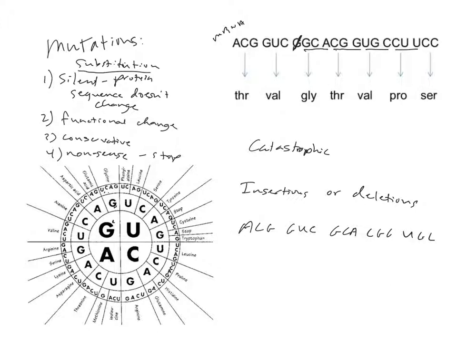And what you can hopefully tell is that this is going to cause a change everywhere from there on out. So our ACG obviously is still threonine, GUC is still valine, but now GCA, if we look over here, GCA is alanine, CGG is arginine, UGC is cysteine, and we could keep going on. So if we insert or delete, in this case we deleted, if we delete a nucleotide, that's going to cause everything past that point to change because we've altered the reading frame.